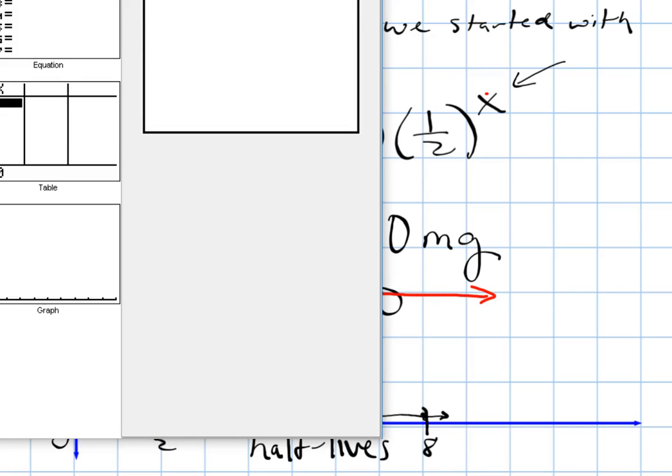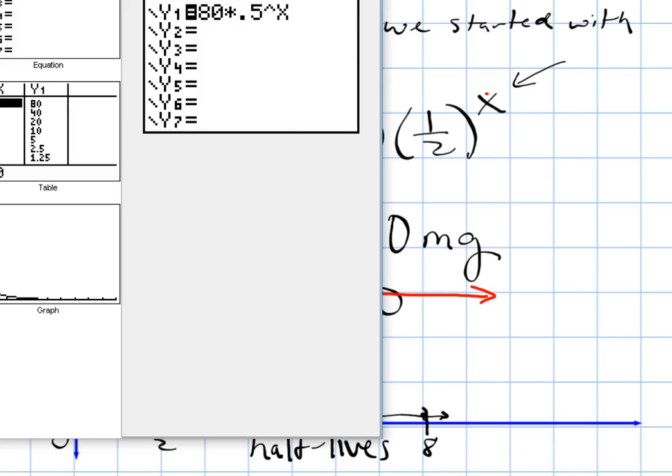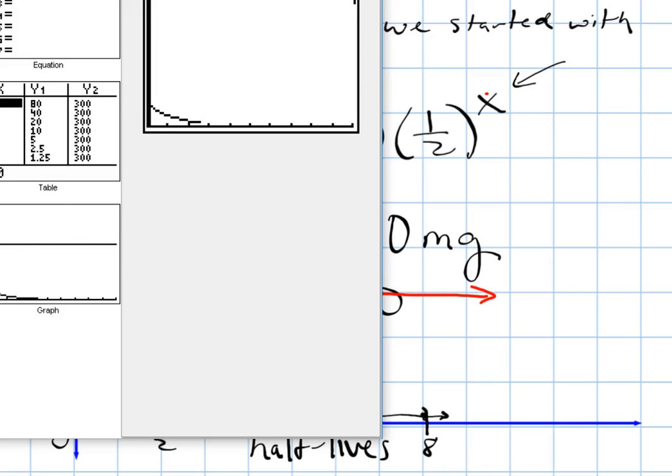Okay, so we're going to go to y equals, and we're going to put in both of those equations. 80 times 1/2 to the x. Be sure you use the exponent key there, otherwise you're going to get a line instead of a curve. And we wanted to know when y equals what? 30. Now, when you graph it, am I getting a very nice picture here?